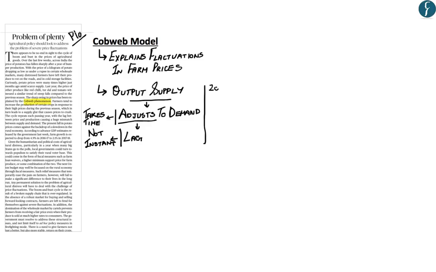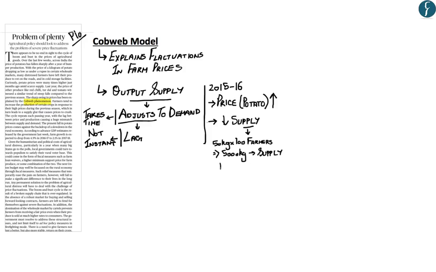Suppose in 2015-16, prices of potatoes are high. This price is high because there is a shortfall in supply. There is a shortfall in supply because let's say about 100 farmers had produced 50 kgs of potato each. So the total supply was 5000 kg, while maybe the demand had been 10,000 kg.